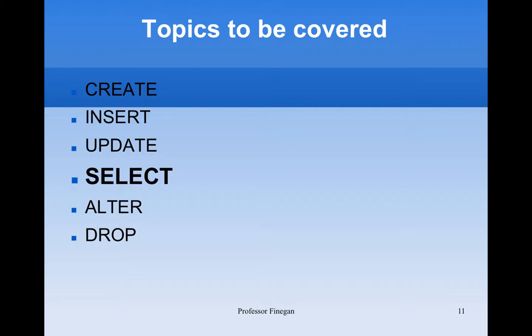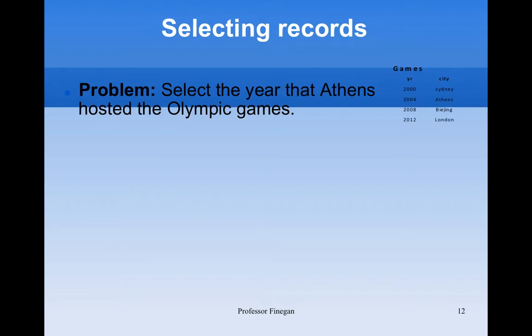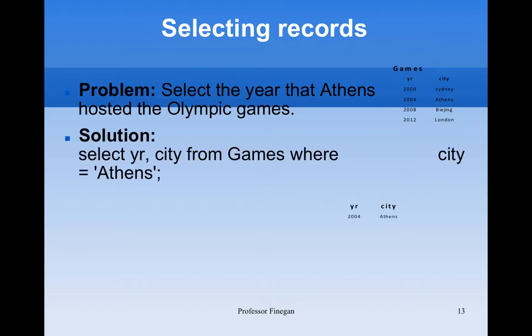In previous virtual lectures, we looked at the select statement as well. So in this example, if I'm looking to select from this table of years which year Athens hosted the Olympic Games, the SQL would have both a select, from, and where. So from a select perspective, we would select the year from the games where city equals Athens.